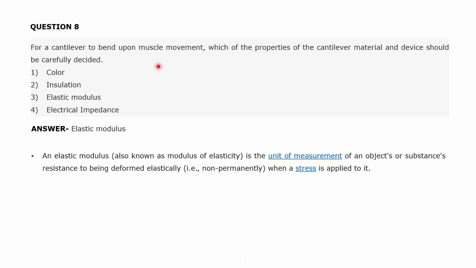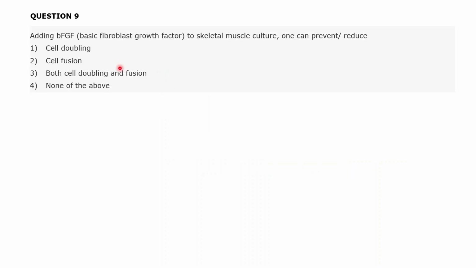Okay, I think the answer is quite clear, so I will move on to the next question. Coming to question number 9. By adding basic fibroblast growth factor, or bFGF, to skeletal muscle culture, one can prevent or reduce cell doubling, cell fusion, both cell doubling and fusion, or none of the above. Which might be the answer? Okay, I am getting option number 2, cell fusion. Any other option? Okay, so your answer is right.